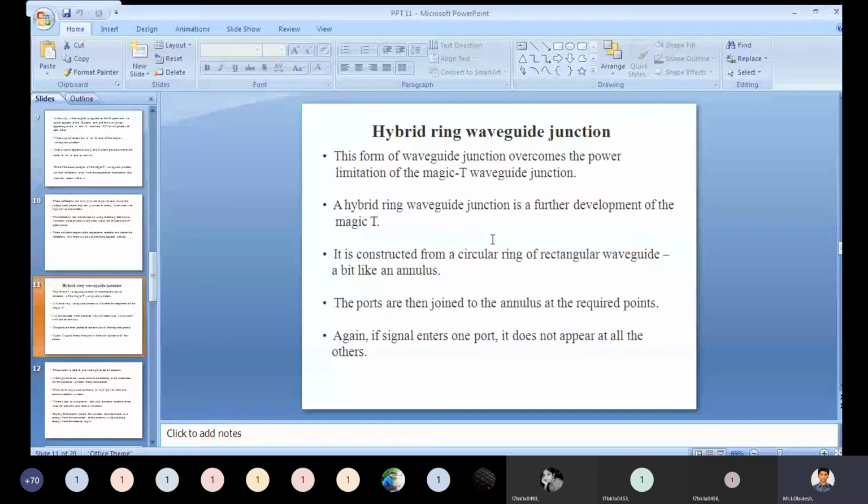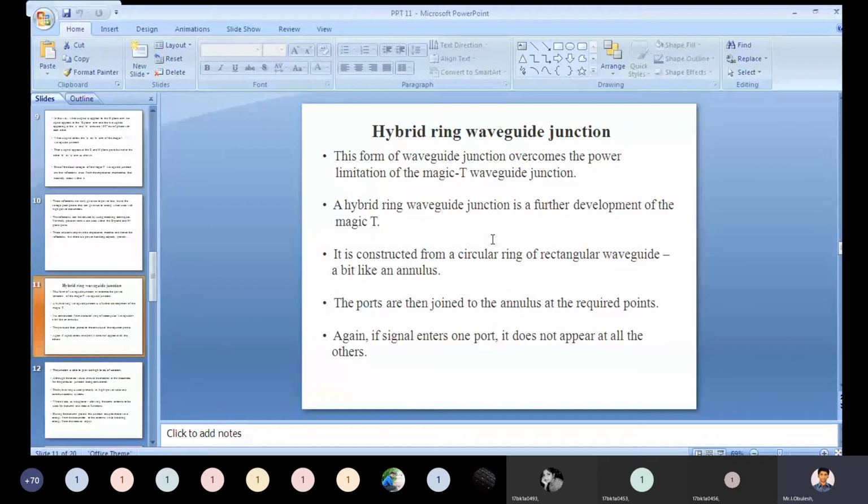A hybrid ring waveguide junction is a further development of the magic T, which means that we are getting some losses and some problems in the magic T waveguide junction. So if you want to overcome such problems, you need to develop one more waveguide junction called the hybrid ring waveguide junction.